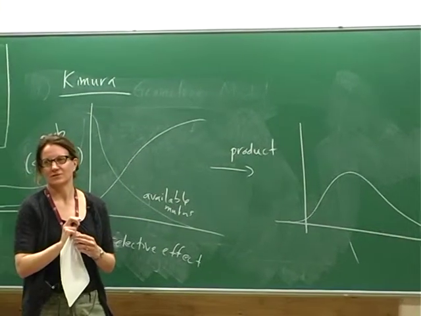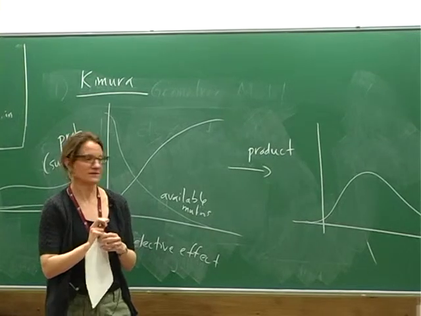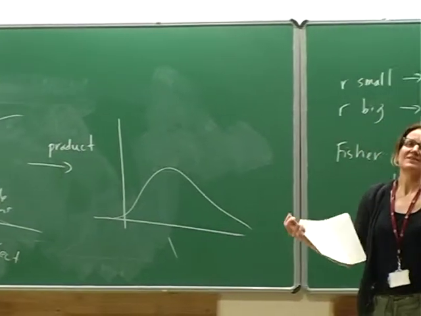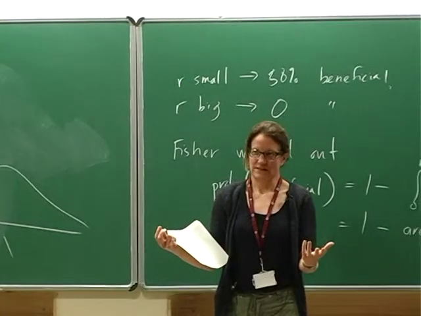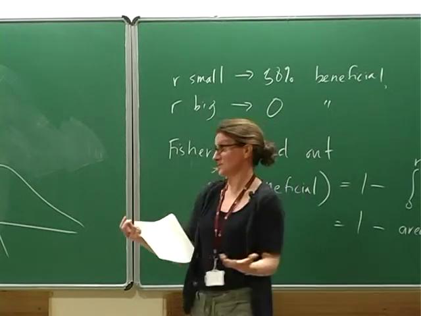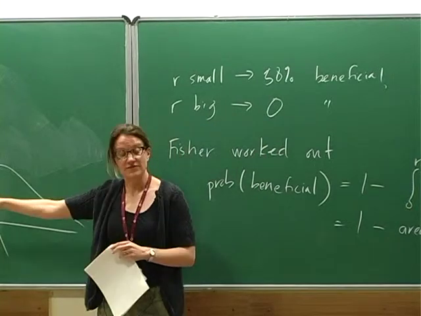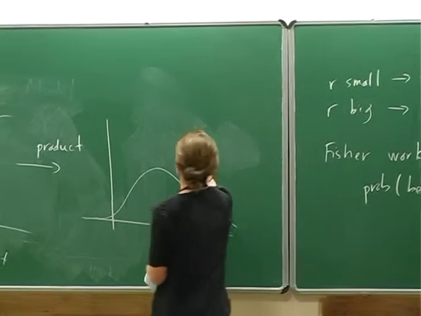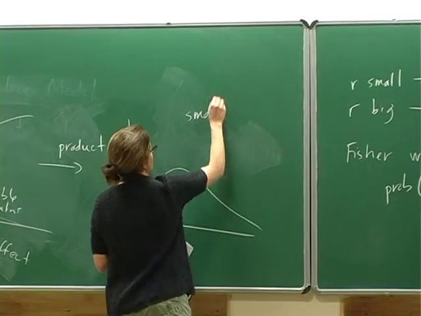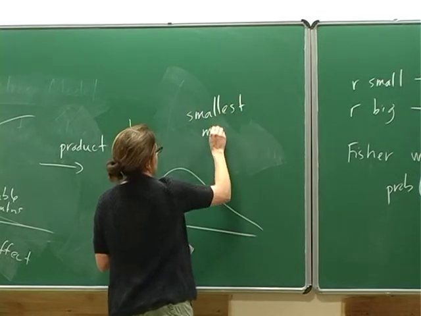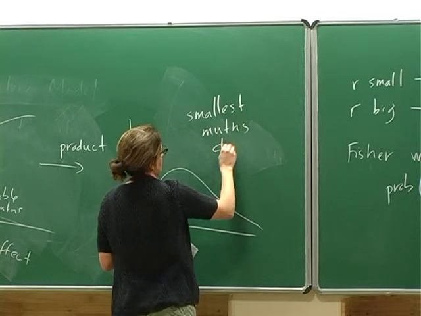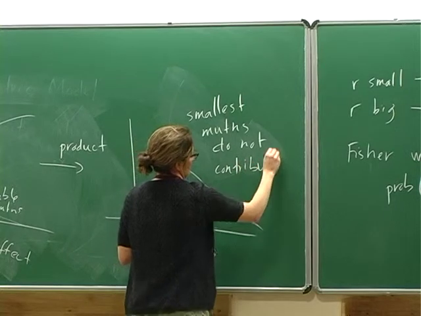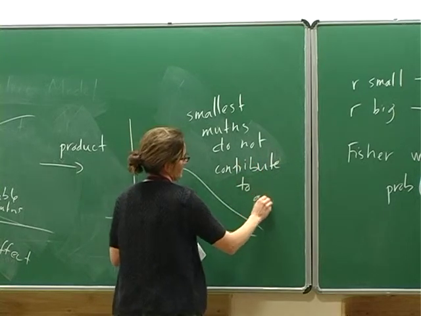This is very hand-wavy, right? But this is the essence of what Kimura saw. And he said mutations of intermediate effect were more likely to contribute. And that's very hand-wavy as well. But the idea is that it's not the smallest possible mutations that are contributing to adaptation.